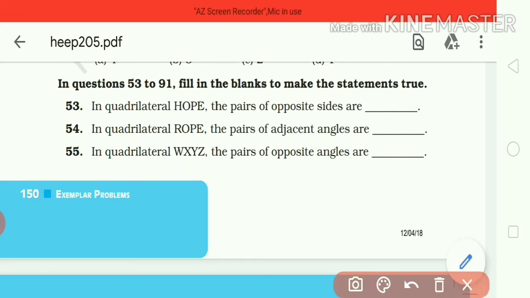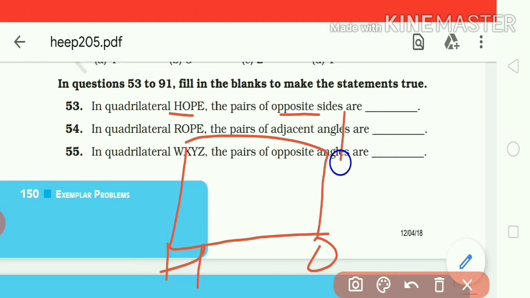So you have given here, in a quadrilateral HOPE, the pair of opposite sides are. We have not given any type of quadrilateral. If it is a parallelogram, then opposite sides equal. Okay, we have to write something to make it true, right? When you draw a quadrilateral HOPE, the opposite sides are OH and PE, PO and EH, right? Only we can say this.